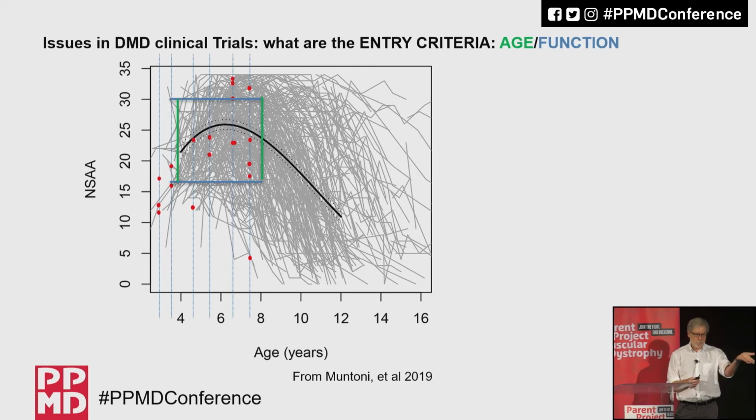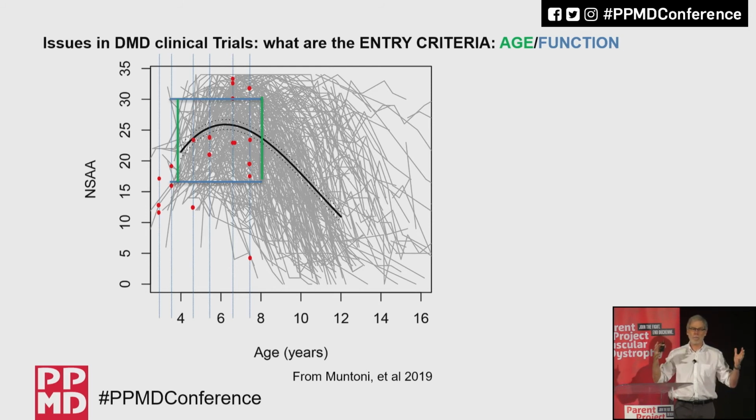And this, I just threw on one company. I won't even mention the company's name, it doesn't matter. But this is a criteria that they set with a higher limit of the North Star, a lower limit of the North Star, which are in blue, and then a lower age, and then a higher age in green.